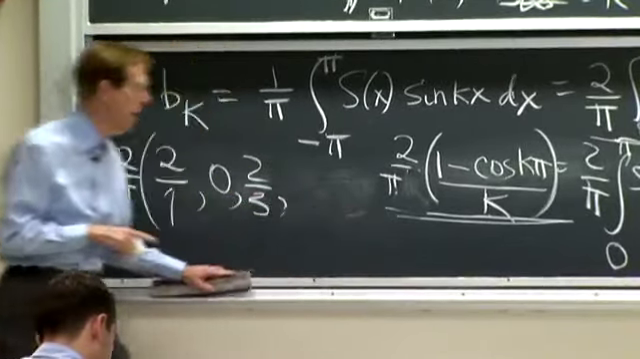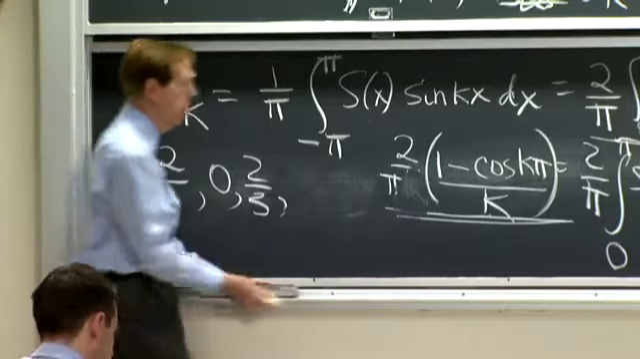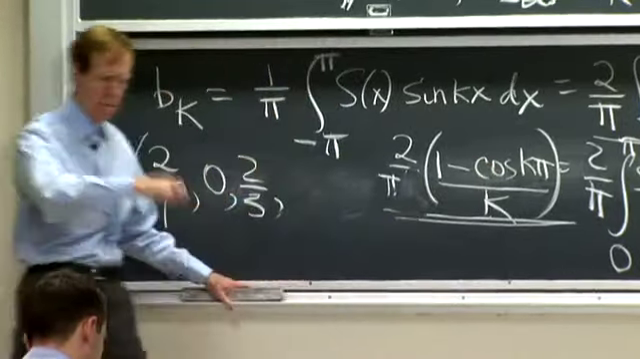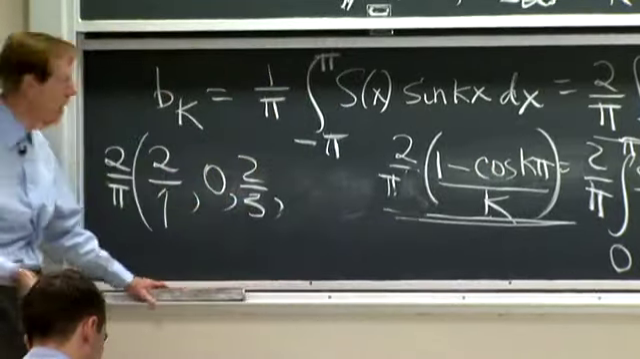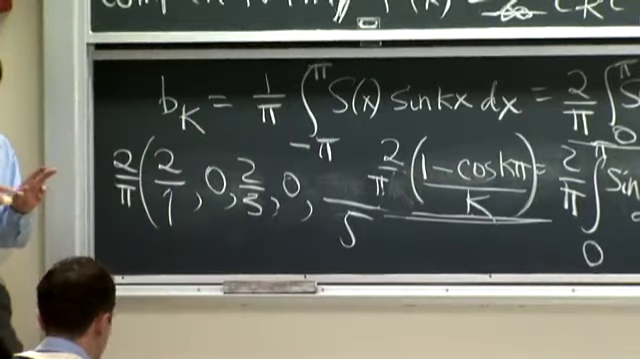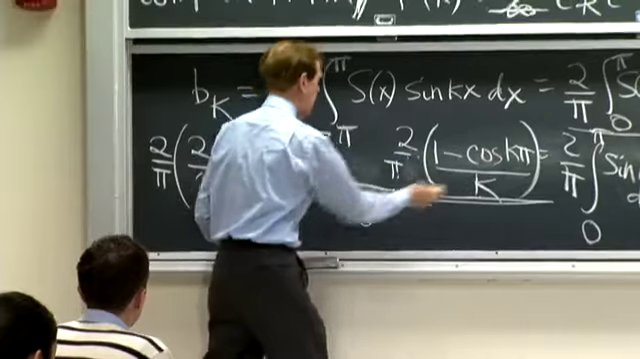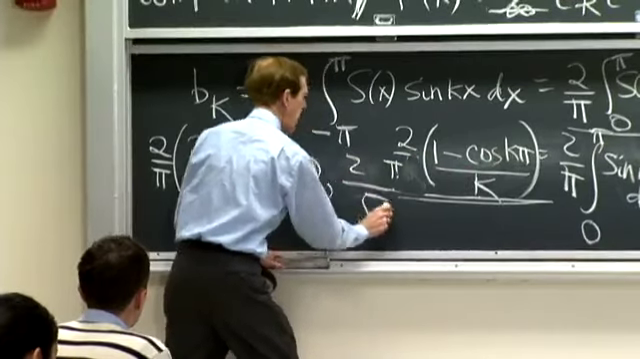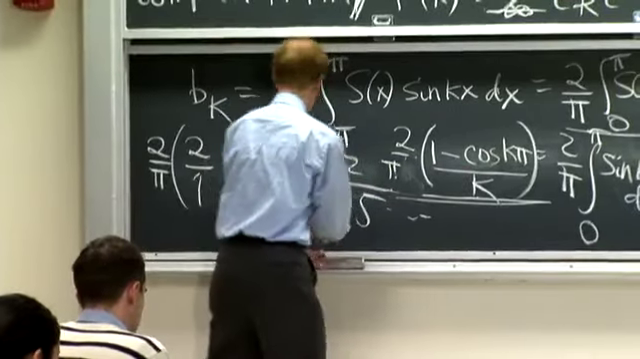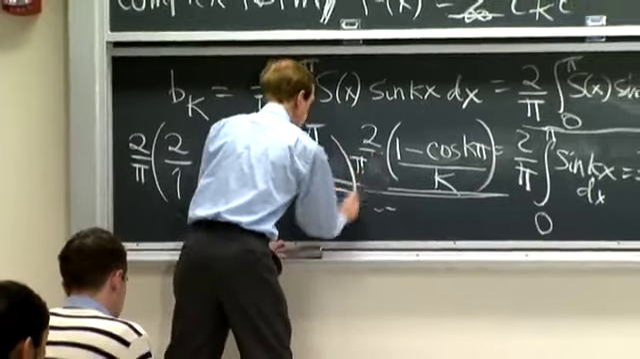K equal 4, what do I get? 0, because the cosine of 4 pi has come back to 1. So I get a 0. And what do I get from k equal 5? 1 minus the cosine of 5 pi, which is back to -1. So 1 minus -1 is a 2. You see the pattern.